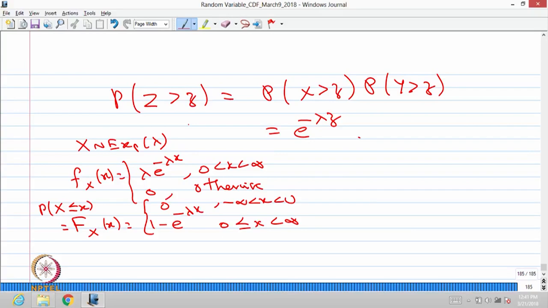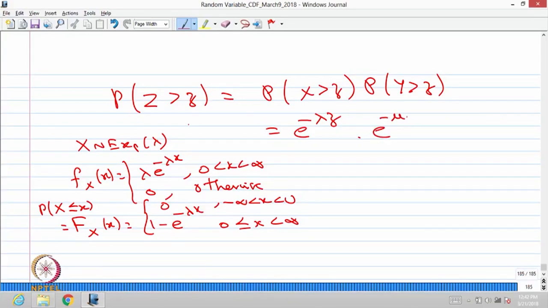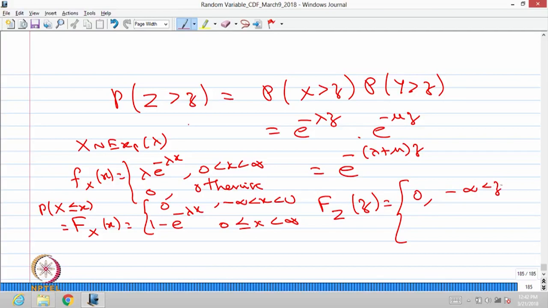Similarly, y is also exponential distributed with the parameter mu. The similar derivation gives e power minus mu times z. So, the conclusion is it is e power minus lambda plus mu times z when z is greater than 0. So, I can write down things correctly, that is the CDF of z is going to be 0 when z is between minus infinity to 0, and 1 minus e power minus lambda plus mu times z when z is from 0 to infinity. So, this is the distribution of z. Distribution means here it is a CDF.